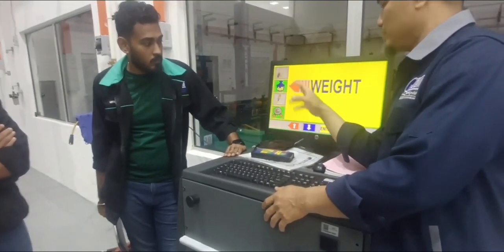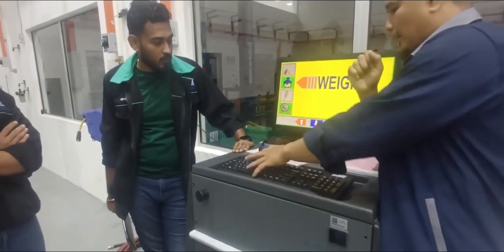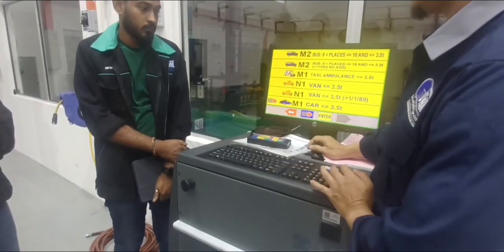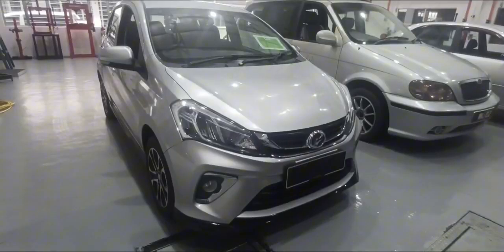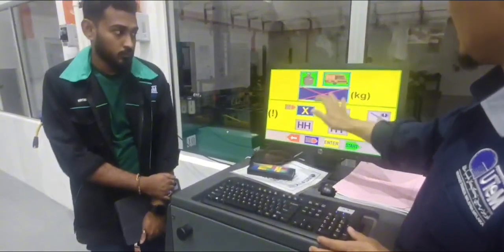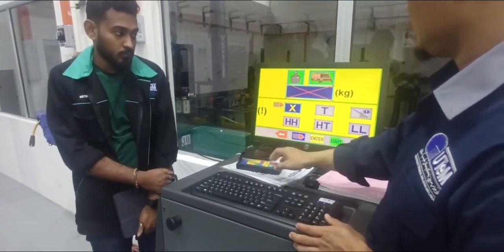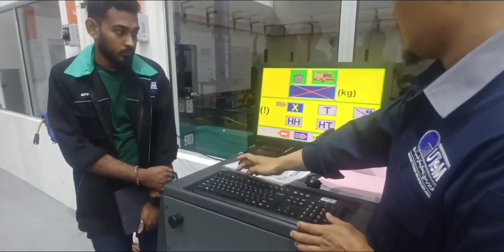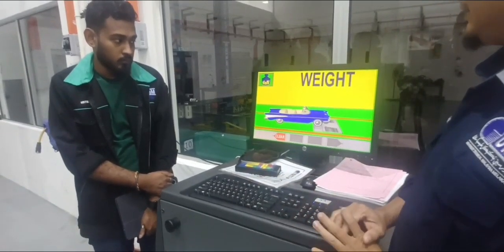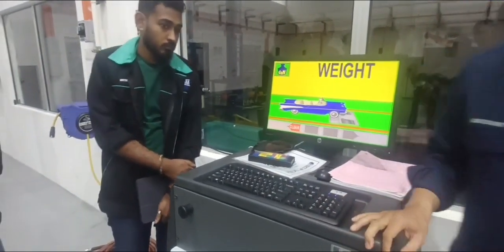So bila you dah pilih macam ni, you tekan, press enter and then select the vehicle type you will use in this experiment. For this experiment, we will use car. There's no trail hitch attached to the car, so we'll skip this part. Okay. Sekarang ni dia minta kita drive kereta kita through side slip ni.